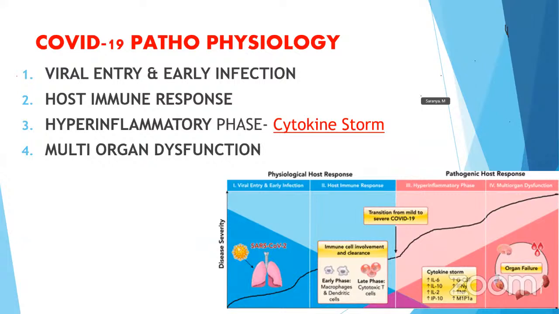The COVID-19 pathophysiology consists of 4 important steps. First is how the virus enters the cells, and how the host immune response reacts to SARS-CoV-2 infection. Another is how the hyperinflammatory state develops, what the cytokine storm syndrome is, and finally the multi-organ dysfunction.